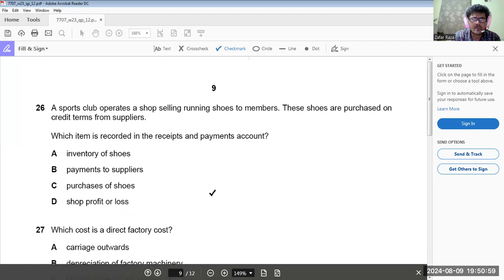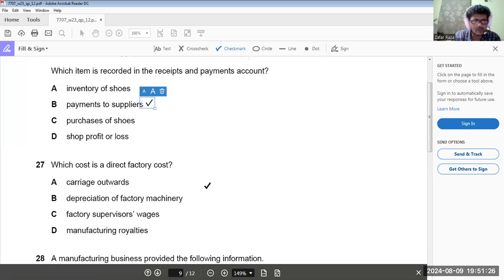Okay. A sports club operates a shop selling running shoes to members. These shoes are purchased on credit from the club. Which item is recorded in the receipt and payment account? Receipt and payment account means it's just like the cash book of a business organization, the receipt and payment account of a non-profit organization. So inventory of shoes, no. Payment to suppliers, yes. No, purchases of shoes, no. Shop profit or loss, no. It's just like a cash book.